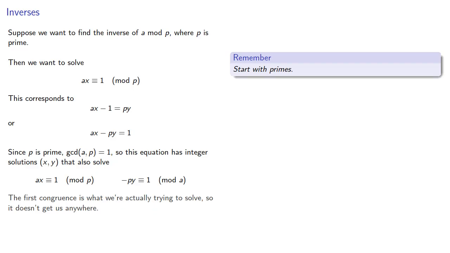Now the first congruence is what we're actually trying to solve, so it doesn't actually get us anywhere. But since presumably we've reduced a so that it is between 1 and p, the second congruence might be simpler because we can knock down this coefficient.